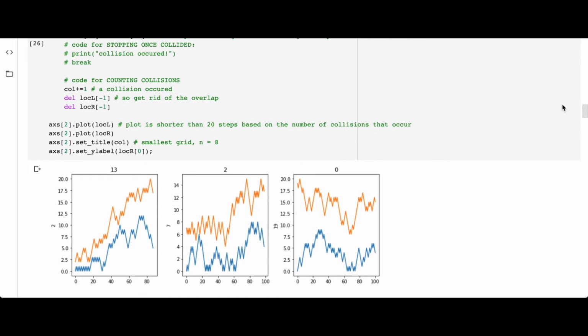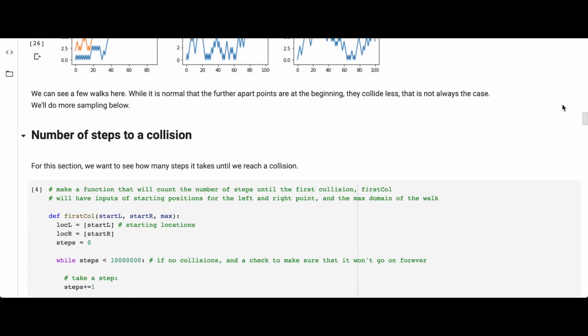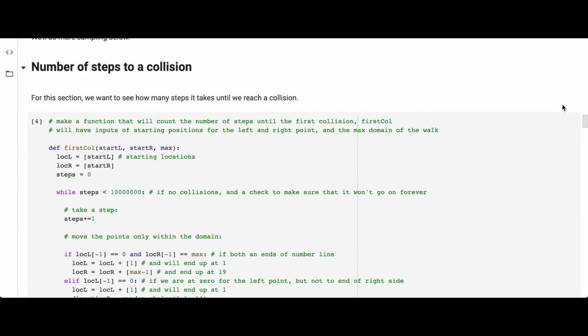So here are the 3 graphs from the different walks. We have the first graph on the left, which started about 2 units apart, and had 13 collisions during that walk. And then in the middle, they started about 7 units apart and only had 2 collisions. And for the very last walk, which was about 19 units apart at the starting distance, there weren't any collisions at all.